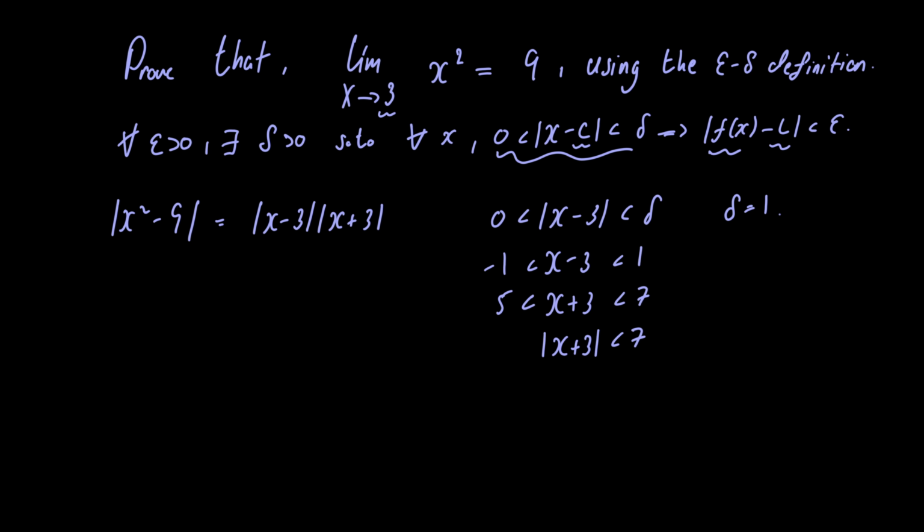So now we have the absolute value of x minus 3 multiplied by the absolute value of x plus 3 is less than 7 times delta. We need to choose our value of delta so that we end up with the absolute value of f of x minus L less than epsilon. So essentially what we need to do is solve the following equation: 7 times delta is equal to epsilon. Dividing through by 7, we have delta is equal to epsilon over 7. And now we have our two values of delta that we need to write the proof.